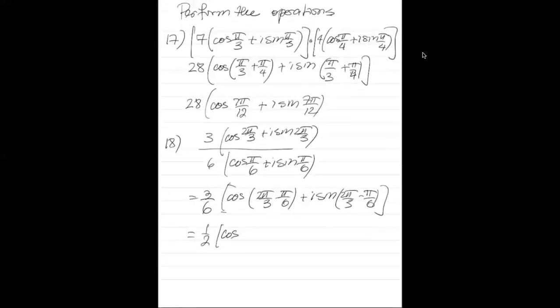I have 3 cosine 2 pi over 3 plus i sine 2 pi over 3. And the other number is 6 cosine pi over 6 plus i sine pi over 6. The rule is that we divide the r's and we subtract the angles. Okay, now simplify 1/2. So cosine here would be 2 pi over 3 minus pi over 6, 4 pi over 6 minus pi over 6, 3 pi over 6, which is pi over 2, plus i sine pi over 2.